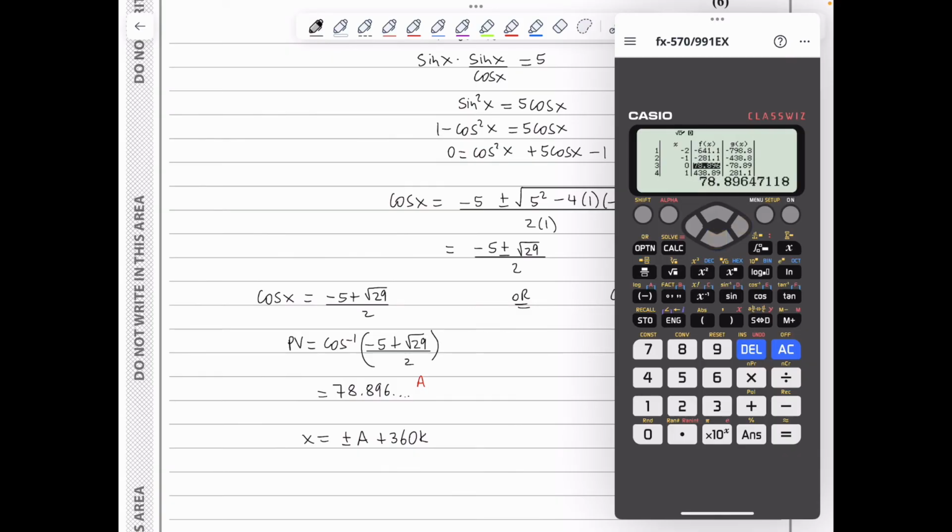We can see that between 0 and 360, one solution is 78.9. So let me write this down. X is 78.9, and another solution would be 281.1. So a total of 2 solutions in the range of 0 to 360.